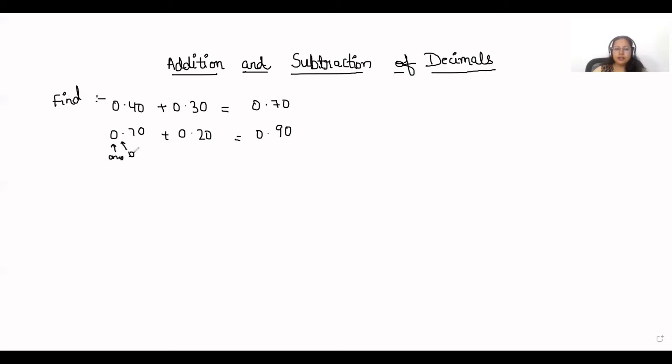This is the decimal. This is tenths. And this is hundredths. So you need to add ones with ones, tenths with tenths, and hundredths with hundredths in our decimal. Same in the case of subtraction also. So let's discuss some examples of subtraction.